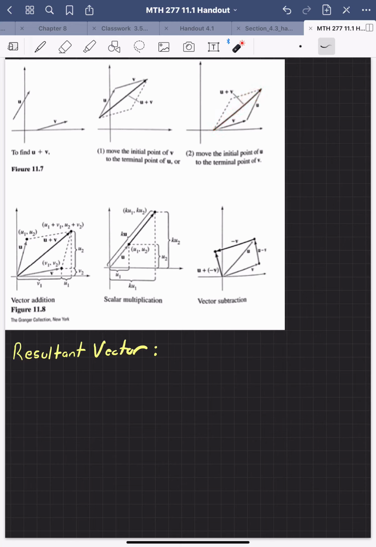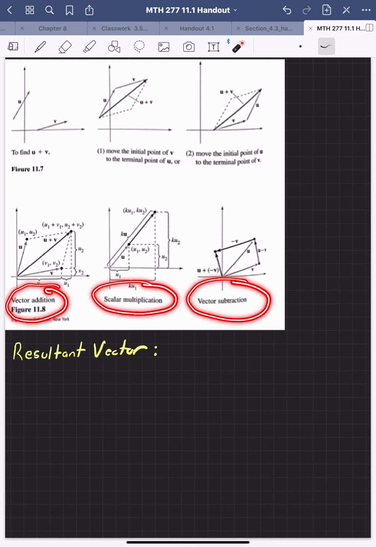I would encourage you in your own time to look through, visually, how to think about the geometry of, just like we did above with addition, how to think about scalar multiplication, how to think about subtraction.